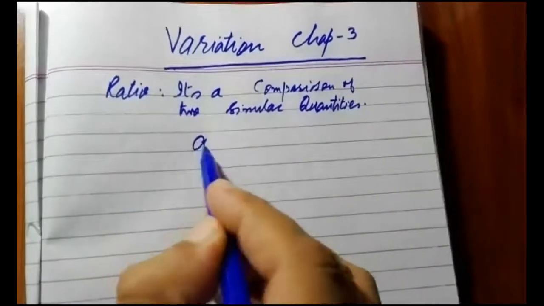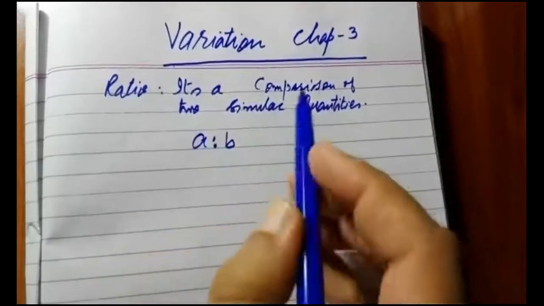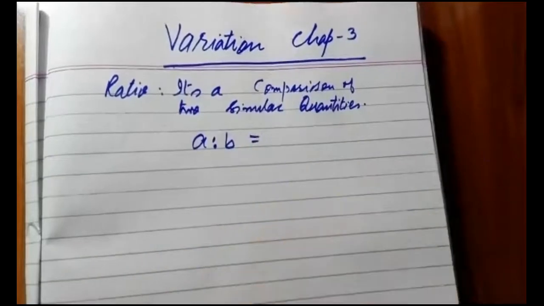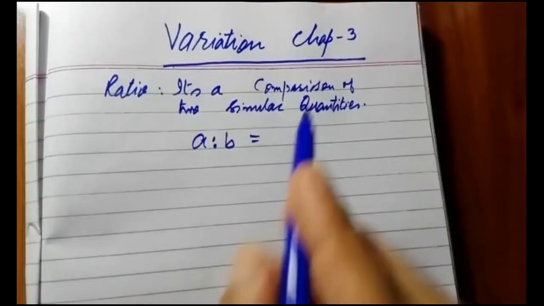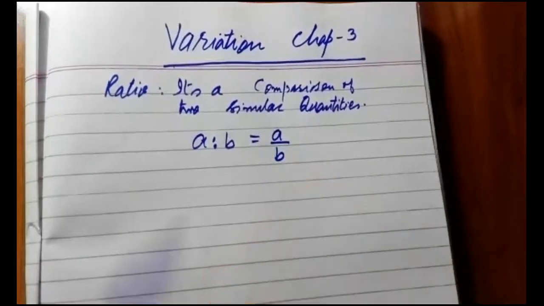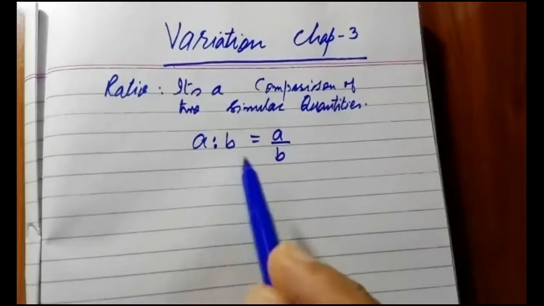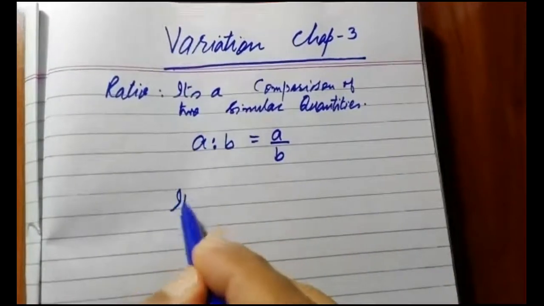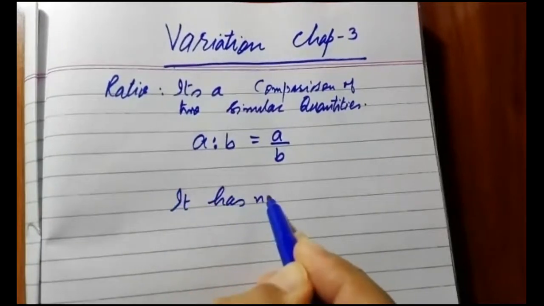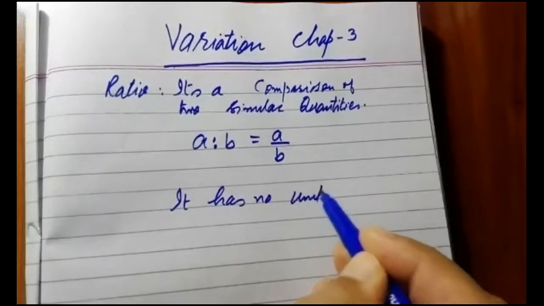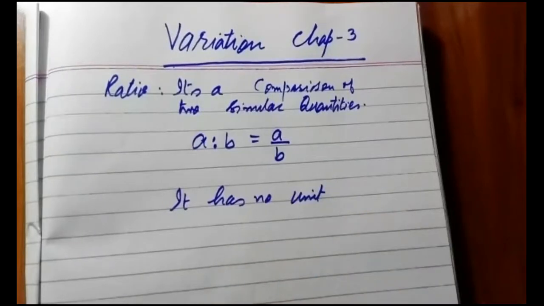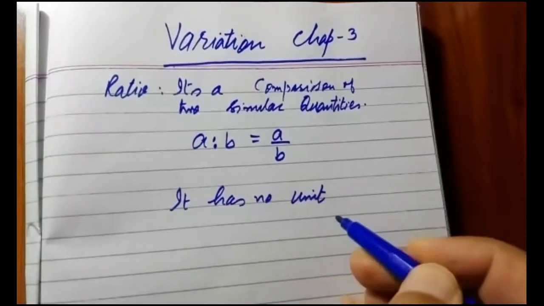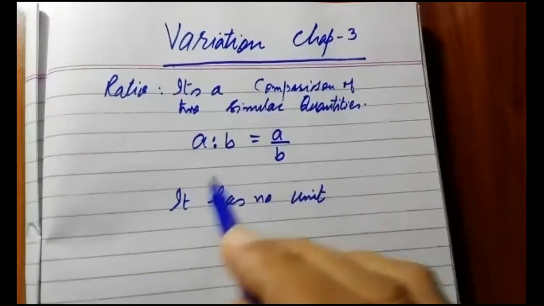Normally you write it as A ratio B, or in other form we also write it as A over B. Both have the same meaning. Either you write A ratio B or A over B, both ways you can write it. And the point is this, that it has no unit, because once you are comparing two similar quantities, their units are cancelled, so ratio has no unit. So keep it in your mind. There is no unit for ratio.